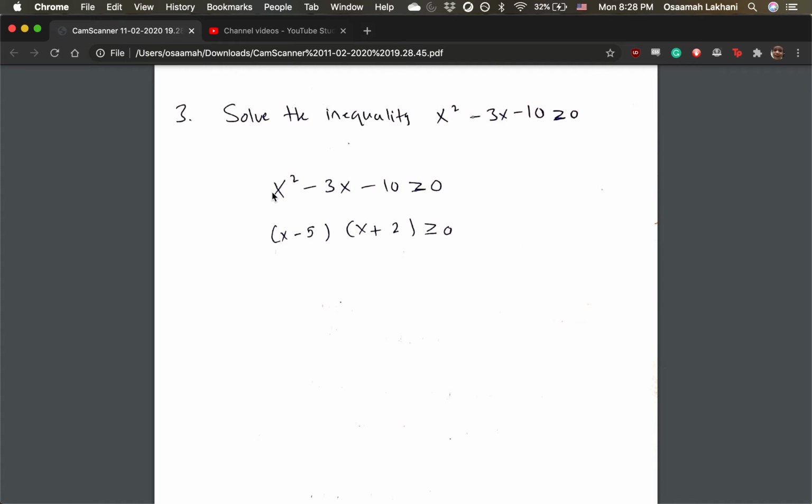So basically, again, we just start out with our two x's and then we find a number that multiplies to be negative 10 and adds up to be negative 3. So if we multiply negative 5 and 2, we get negative 10. And if we take 2 minus negative 5, that gives us negative 3. So those are our two factors.